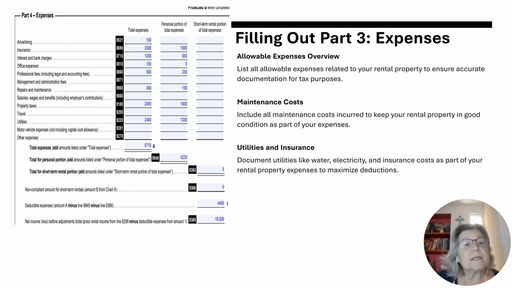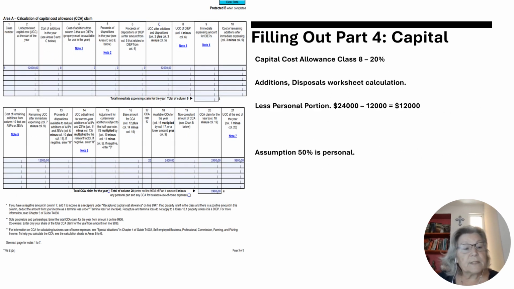So advertising, insurance, interest and bank charges, office expense, legal fees, accounting fees. If you had a property management company maybe, or if you had somebody living in the unit and managing it and renting out rooms, repairs and maintenance. If you were paying someone as an employee, property taxes, utilities, travel, your allowed vehicle expenses or travel costs under certain circumstances.